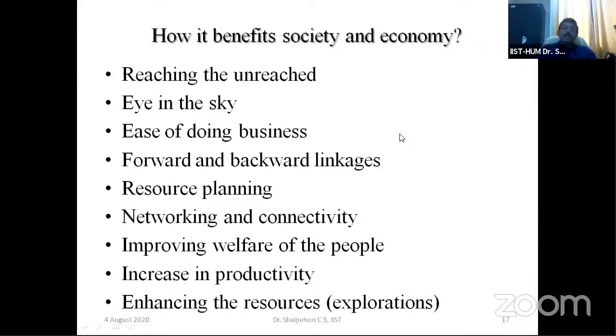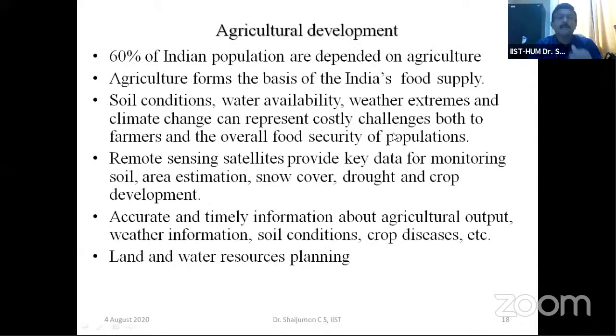I'm sure that technology will come very soon so that you can go to the moon or Mars, stay there and bring back resources. And space tourism is already on. People have started going on space tourism. So what I meant is, there are a lot of benefits that space technology can bring for society and economy. I just gave some examples. Sector by sector, I'm not explaining everything because of lack of time.